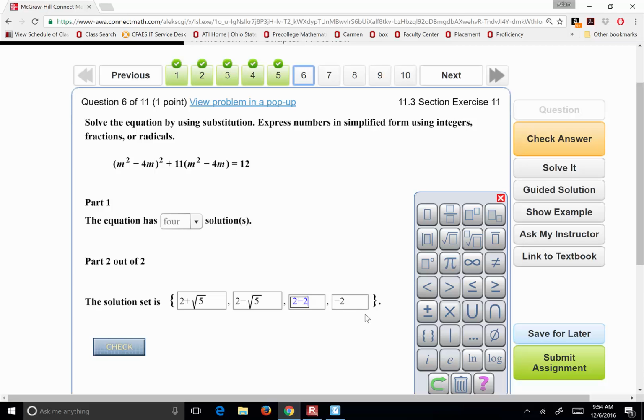2 minus 2 square root 2 i. 2 plus 2 square root 2 i. Am I right? Yep.